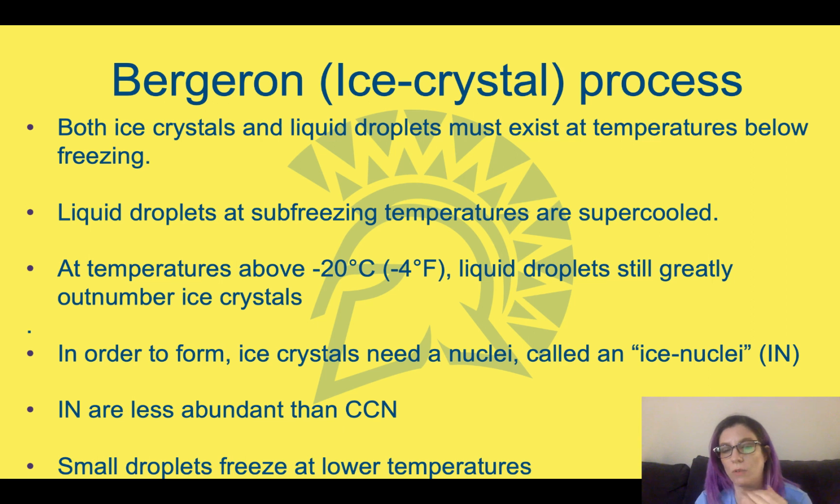As long as the temperature is above -4, there are going to be more supercooled droplets than ice crystals. The ice crystals are going to need nuclei, but instead of calling them condensation nuclei, we're going to call them ice nuclei because they help to form ice. And there are going to be fewer ice nuclei than there are CCN.